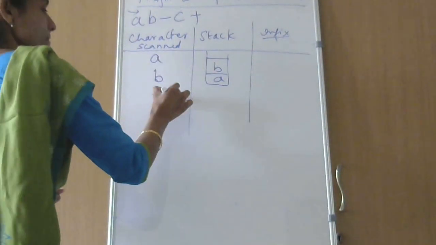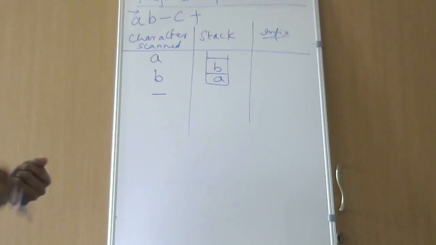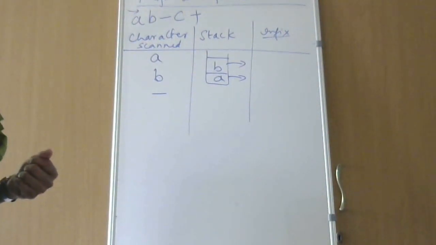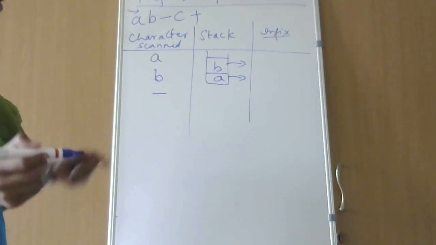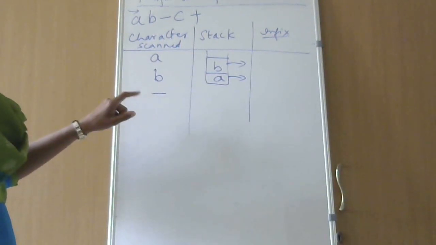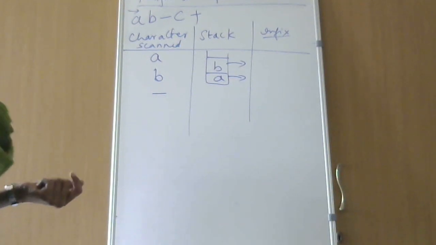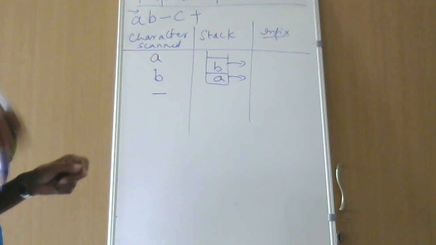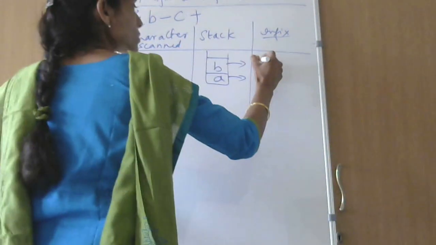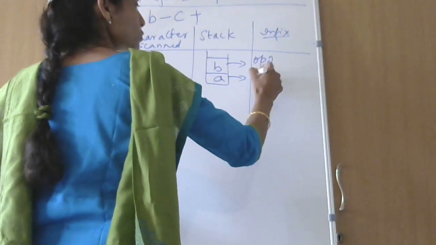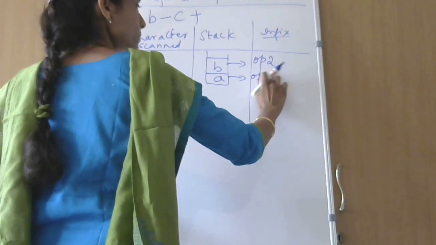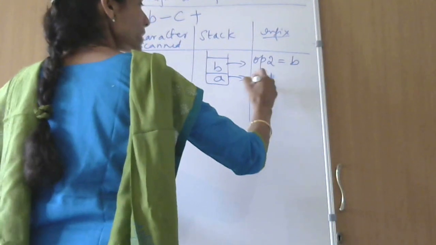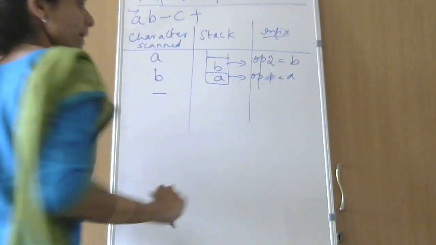Next is minus. Minus is an operator. So what do we do? Pop these two elements out, store them in variables, apply the operator on these two variables, and push the result onto the stack. It is all the same as we have done in postfix evaluation. That's why I took this up after teaching you postfix evaluation. Now these are my two variables, operand 2 and operand 1. Operand 2, I will store B there. Operand 1, I will store A there.